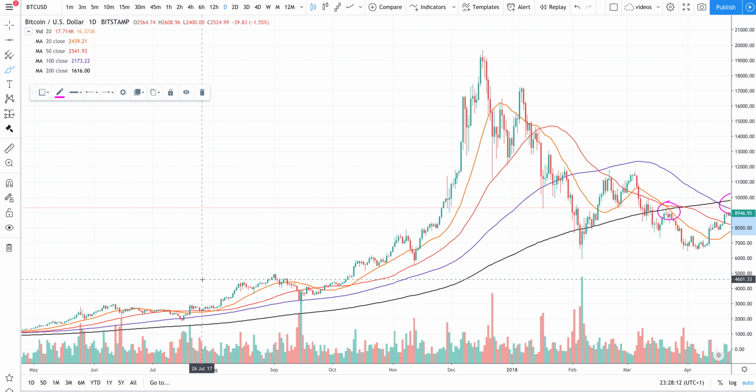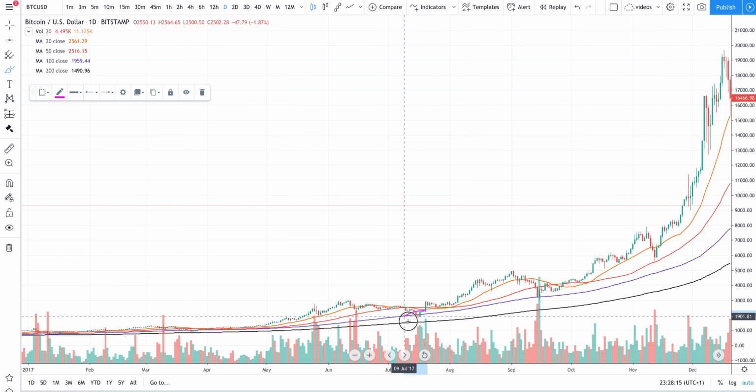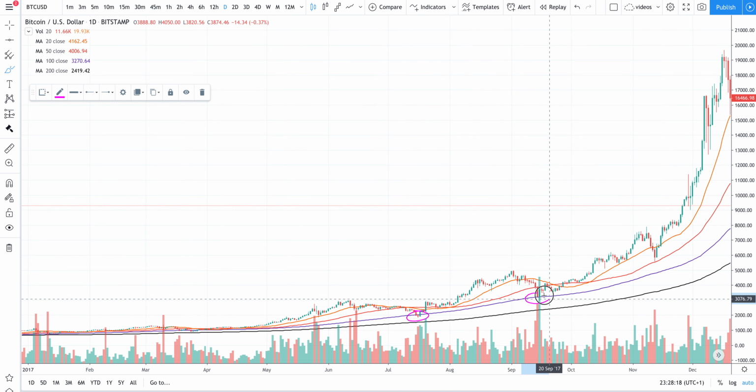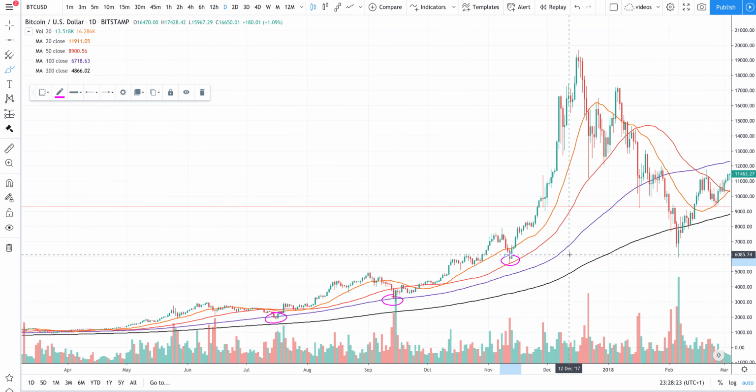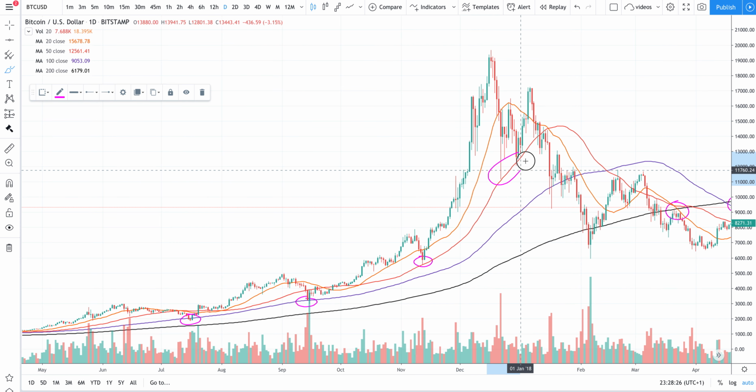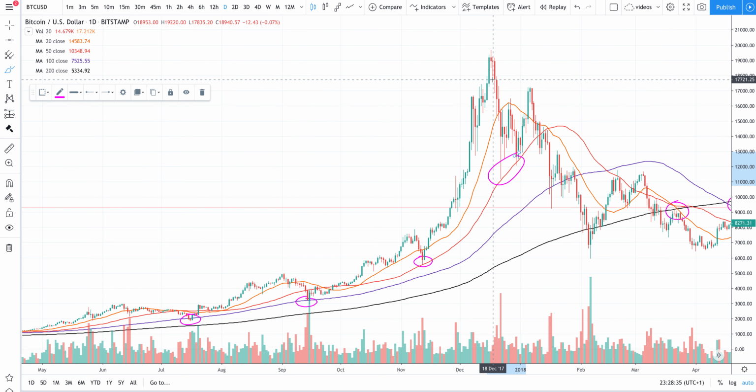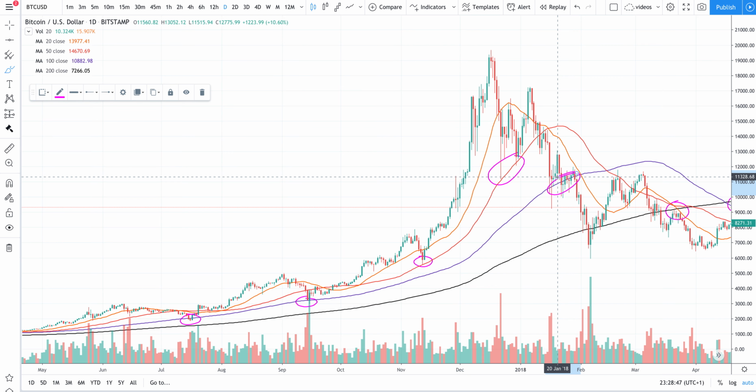While in this case here, you can see the 100 being a support again. Here the 50 moving average was a support. Okay, also here it was a support during the big crash of the Bitcoin bubble at the end of 2016-17. Here the 100 moving average was trying to act as a support, but finally it broke. Okay, it broke down badly.